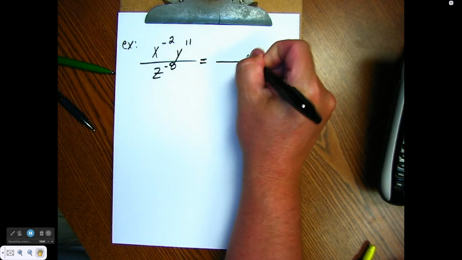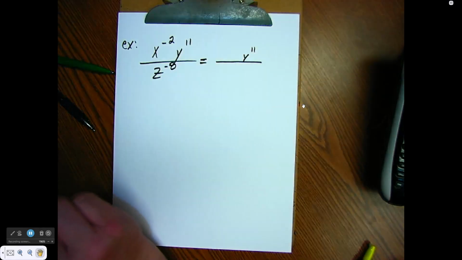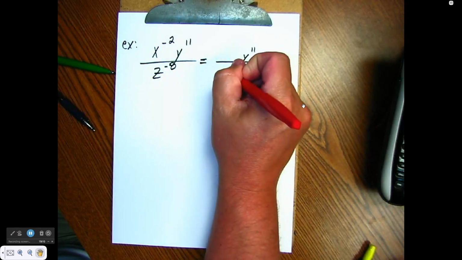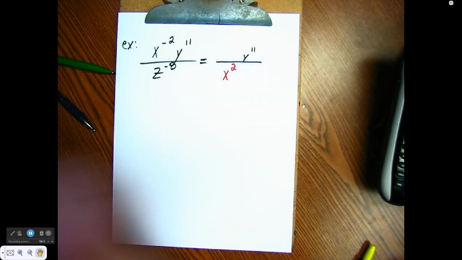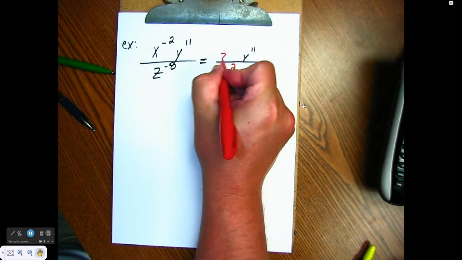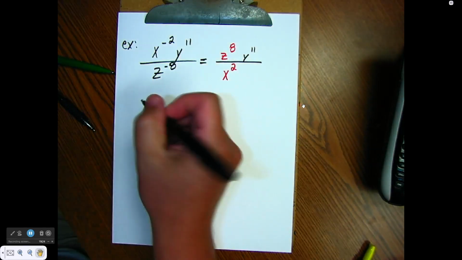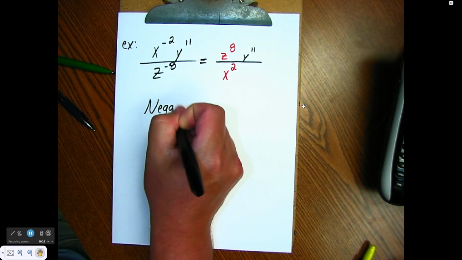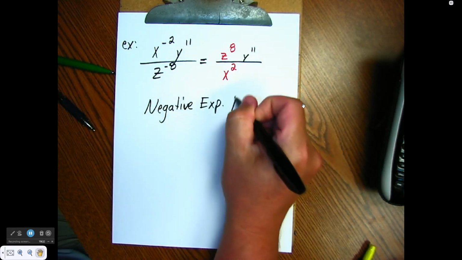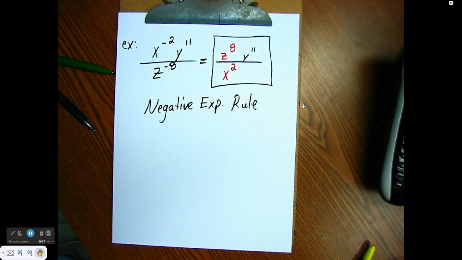So the y to the 11th, that's fine. But what's not fine is those negative exponents. x to the negative 2. Crossing the line changes the sign on the exponent only. And the z to the negative 8, let's take that to the top, z to the positive 8. Crossing the line changes the sign. And I use the negative exponent rule. And that's my simplified expression.